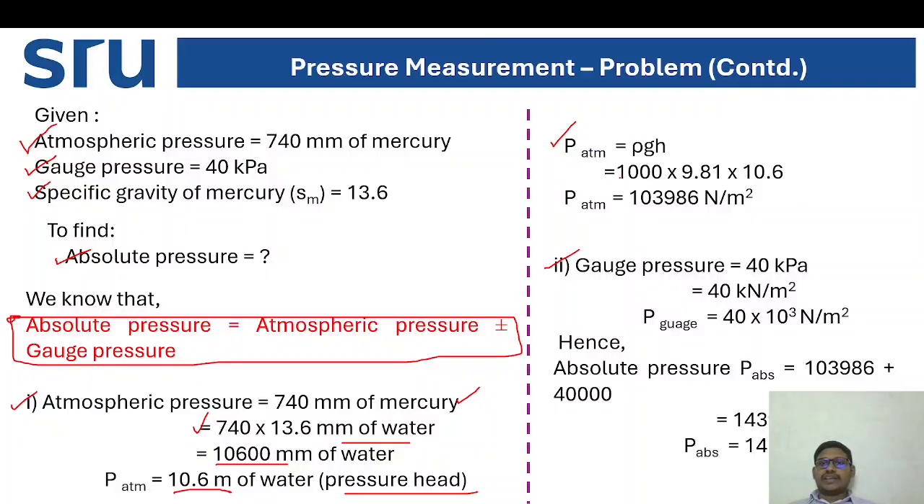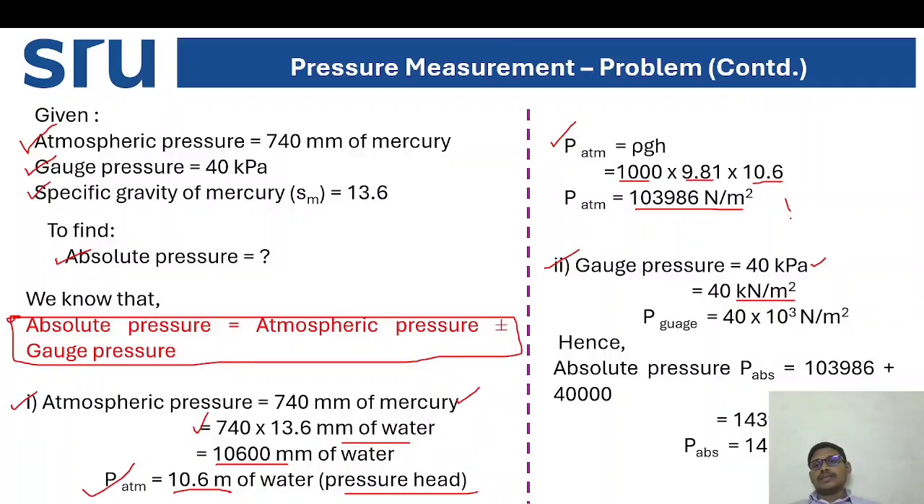Here we can see 1000 rho and 9.81 g and 10.6, and just now we got atmospheric pressure. That is called P atmosphere, in terms of Newton per meter square, 103986. Now coming to the gauge pressure. How much have they given? They have given 40 kilopascals. Agree? So 40 kilopascals is nothing but 40 kilonewton per meter square.